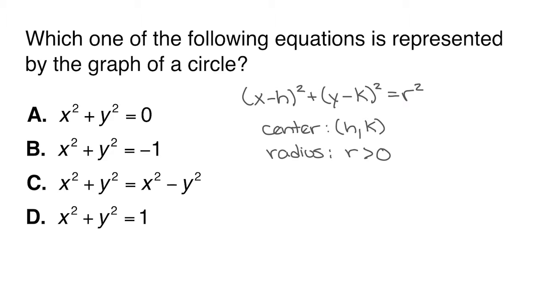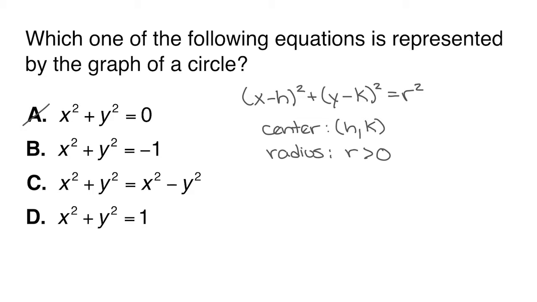In part A, we have x squared plus y squared equals 0. At first glance, this might look like the equation of a circle with center at 0, 0. However, the radius would be 0, and the radius must be greater than 0. And so the equation in choice A is not the equation of a circle.